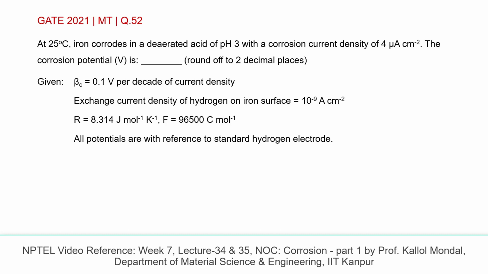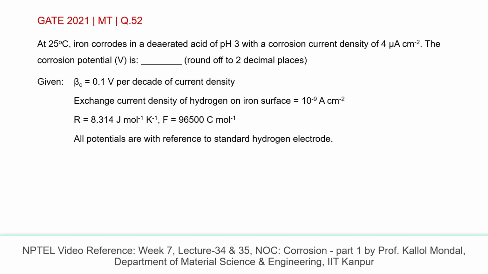GATE 2021 Metallurgy Question 52. At 25 degrees Celsius, iron corrodes in a deaerated acid of pH 3 with a corrosion current density of 4 microampere per centimeter square. The corrosion potential is the given data. Beta C, the Tafel slope, is equal to 0.1 volt per decade of current density.